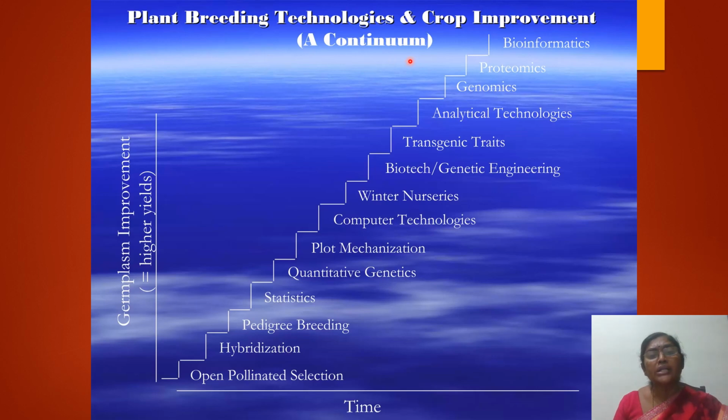Plant breeding technologies and crop improvement. Germplasm improvement in higher yields starts with open pollinated selection, then hybridization through pedigree breeding, statistics, quantitative genetics, plot mechanization, computer technologies, winter nurseries, biotech genetic engineering, transgenic traits, analytical technologies, genomics, proteomics, and finally bioinformatics.